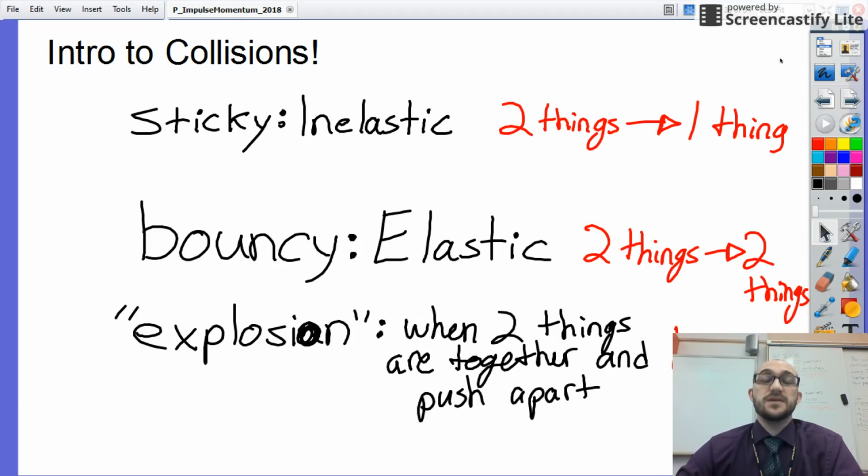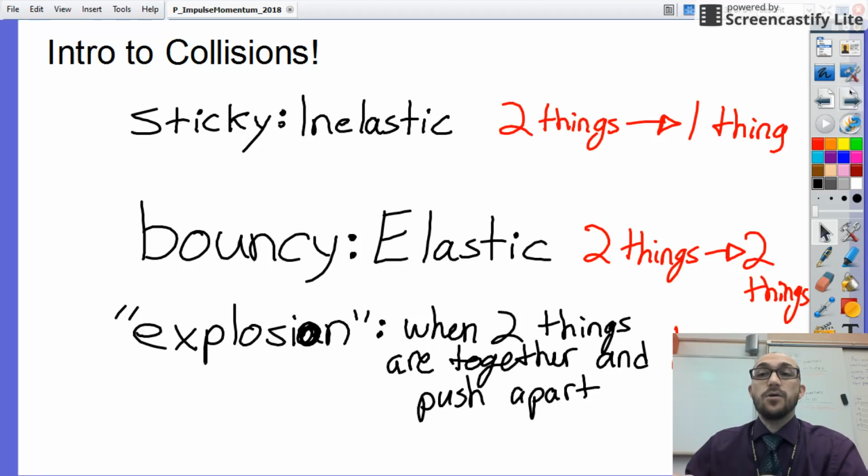Now, the opposite of collision, which we're also going to learn about, is an explosion. So this is when you have 2 things that are together that push off each other and are now moving apart. An example could be someone standing on a skateboard who then jumps off the skateboard. Skateboard goes one way, the person shoots the other way, or anything similar like that.